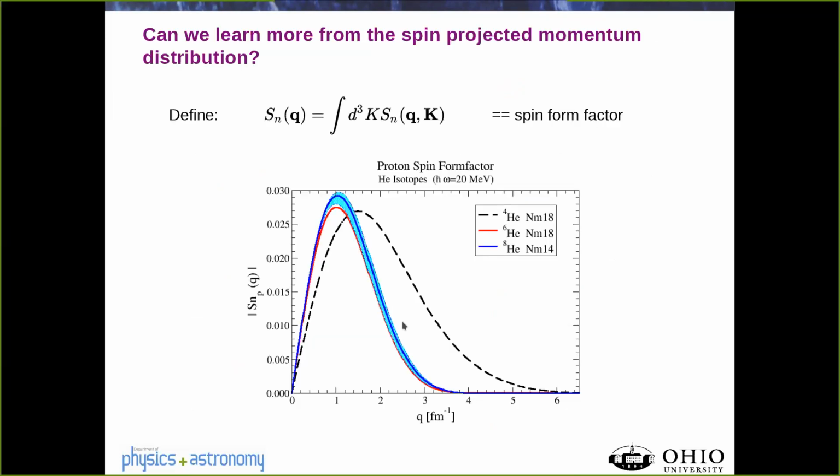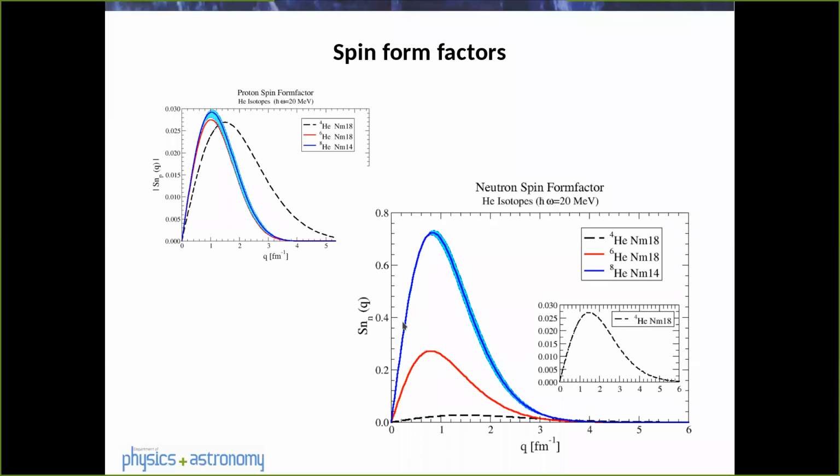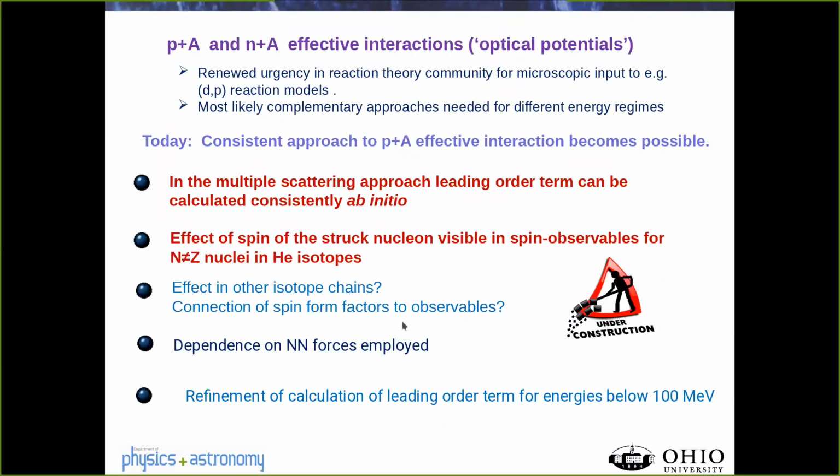So those are the things we have been doing so far, and I should be coming to an end. Right now, there is a renewed urgency in the reaction theory community for microscopic input, for any kind of reaction calculations which rely on effective interactions or implicitly on some few-body type methods. So there is a renewed interest to actually do that, and do that as microscopically as one can. Most likely I see that complementary approaches are needed for different energy regimes.